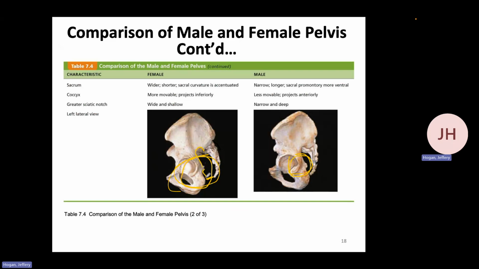Now the sciatic notch, the greater sciatic notch, typically very wide, a little more shallow here. Here's the lesser sciatic notch again, and the greater sciatic notch in the male tends to be a little narrower, a little deeper, although I will admit in this particular example, the difference is not all that significant.